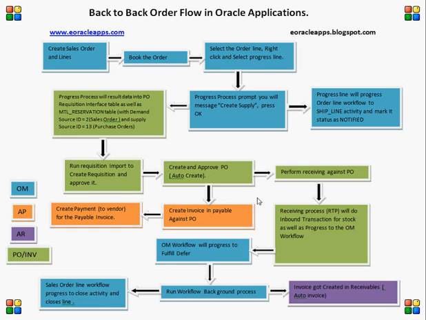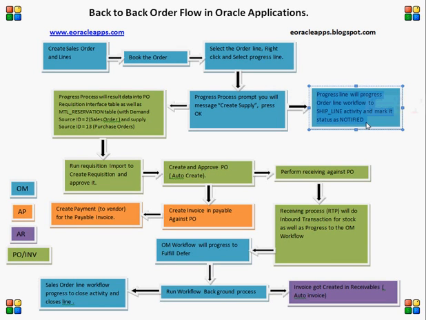Once the order is booked, to progress the line further, we click on the order line, and from the pop-up menu, we select Progress Line. Once we select it, the process prompts you with a message, create supply. The moment we press OK, it will do two things. First of all, it will progress the workflow for the sales order line to the ship line activity and mark the status as notified. When we say notified, it basically means it waits for some further input.